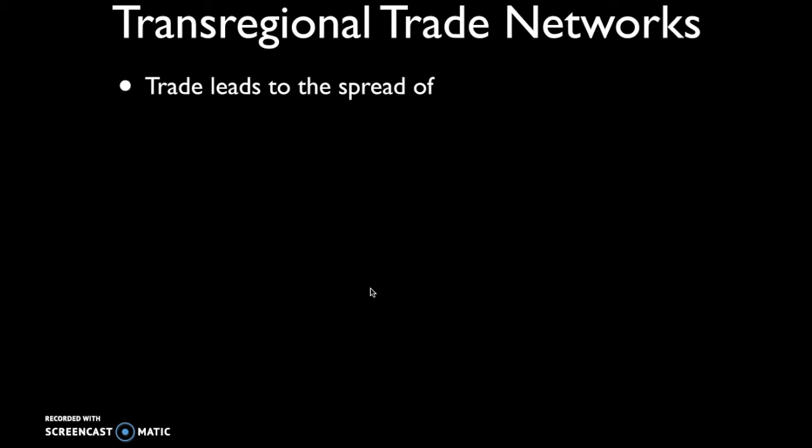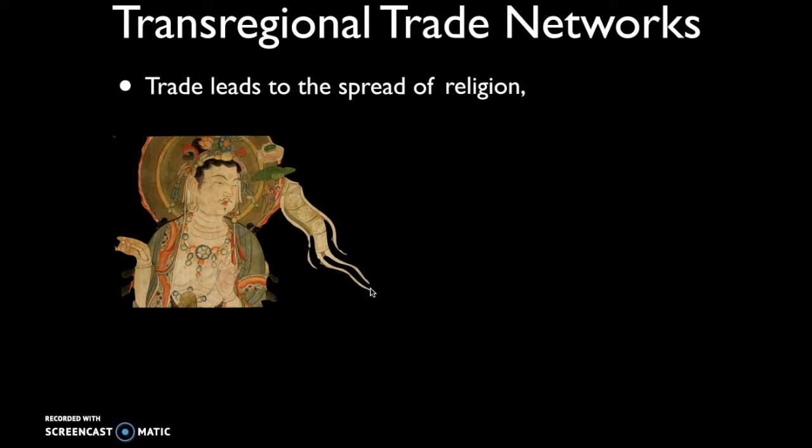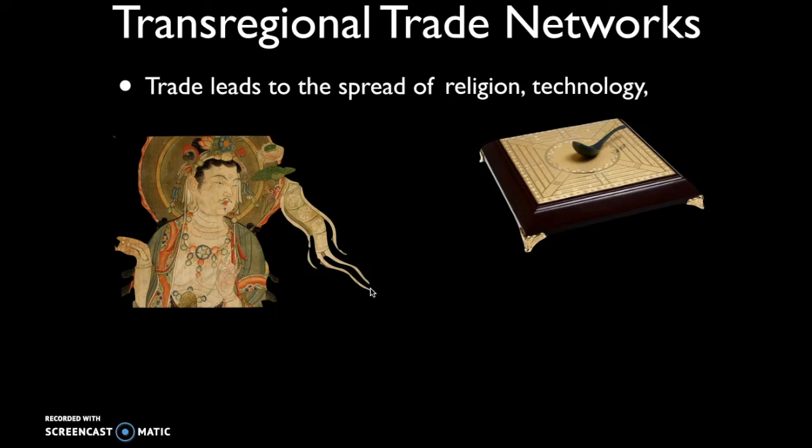Now, trade in each of these cases is not only going to lead to the spread of goods, it's also going to lead to the spread of religion, for instance, Buddhism and Islam and Christianity along the Silk Road, or Islam along the Indian Ocean sea lanes and the Trans-Saharan trade network. It leads to the spread of technology, such as the compass, the astrolabe, paper, gunpowder, all those various technologies that are being developed during this period are eventually going to spread along these trans-regional trade networks.